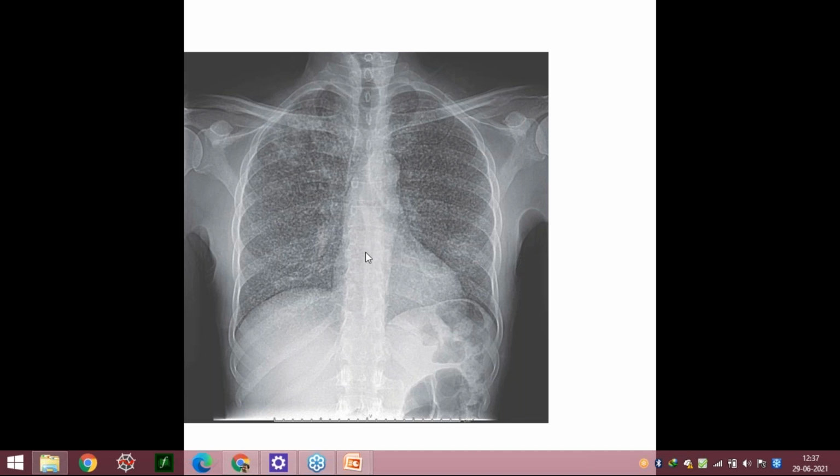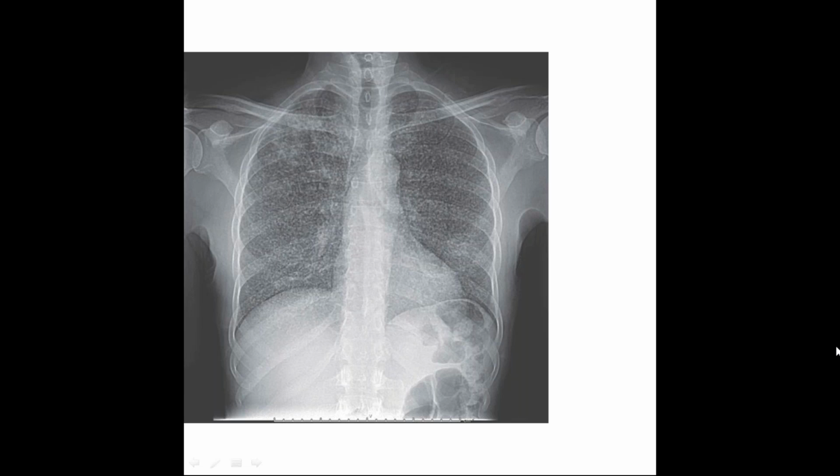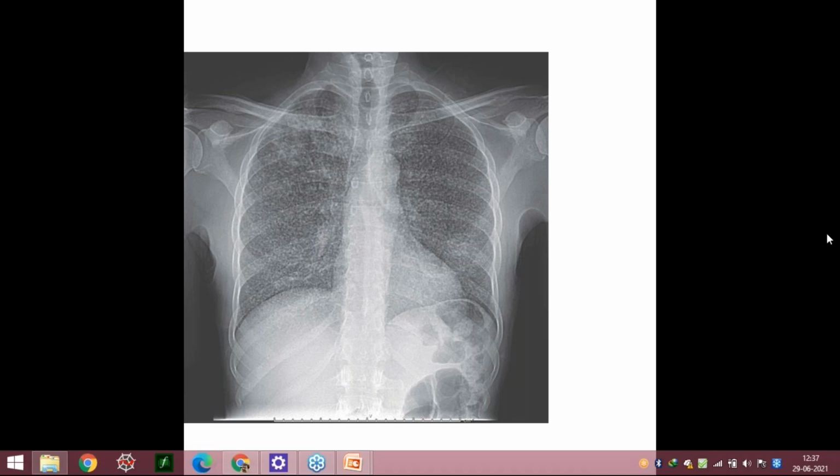Reticular opacities would be bigger, ILD. DAH, yes, DAH is good. What is DAH? Anyone else apart from Nilayan? I hope everyone gets what DAH is. Yeah, diffuse alveolar hemorrhage. So diffuse alveolar hemorrhage can present like this. It could very well be an X-ray of diffuse alveolar hemorrhage.